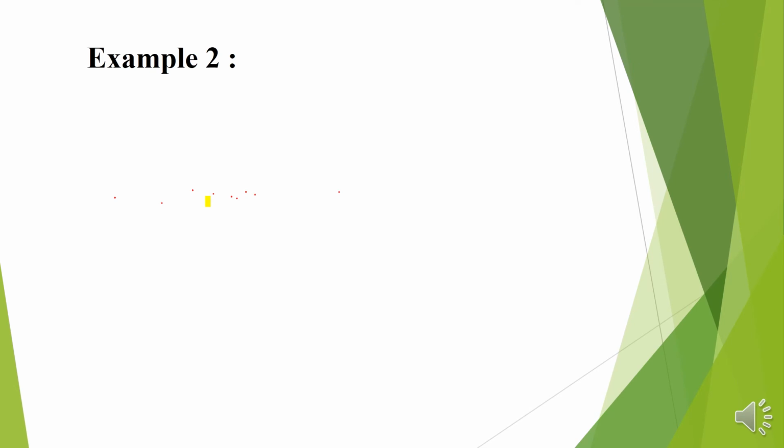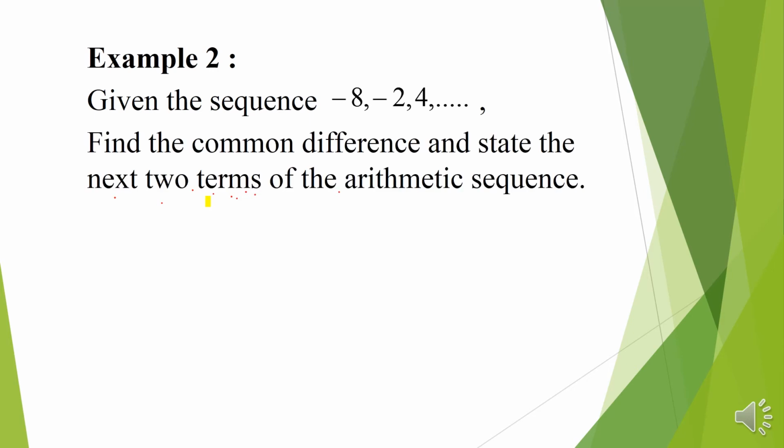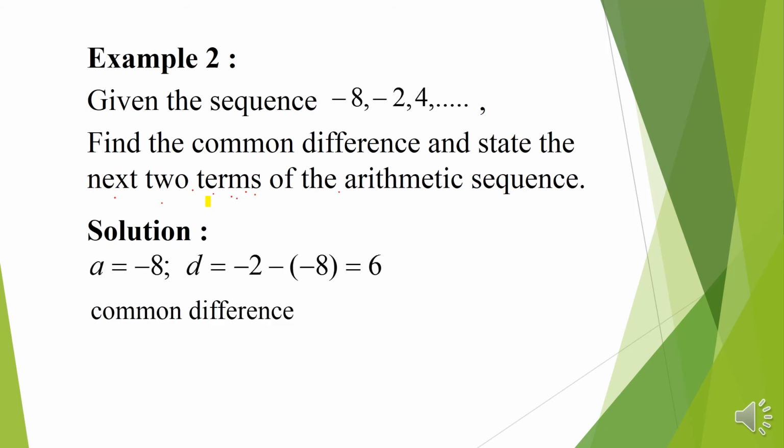Okay, next we will look at example 2. Given the sequence -8, -2, 4, find the common difference and state the next two terms of the arithmetic sequence. First of all, we get our first term A, which is equal to -8. Next is to find the common difference, which is -2 minus -8, equal to 6. So the common difference is equal to 6.